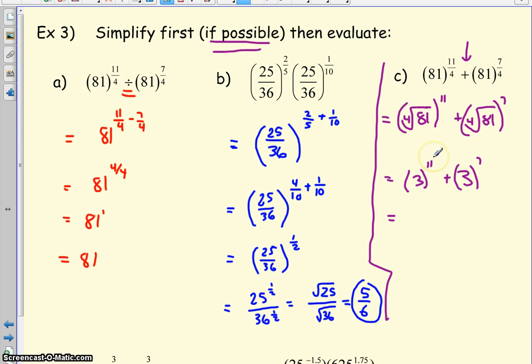Okay, and I don't expect you to have 3 to the 11 memorized. You can use your calculator for that. So work both these out in your calculator and add them together. Okay, 3 to the exponent of 11 is 177,147. And 3 to the exponent of 7 is 2,187. So overall, when you add them together, you get 179,334.